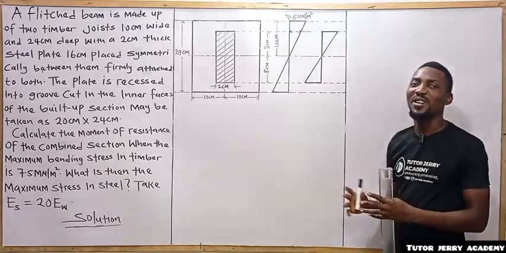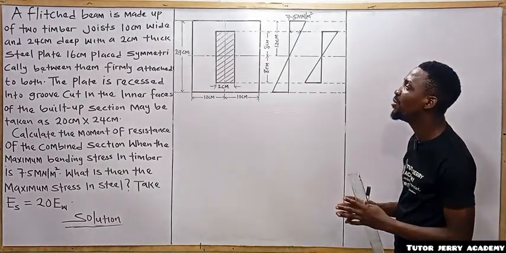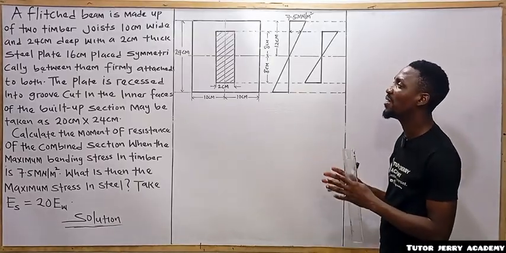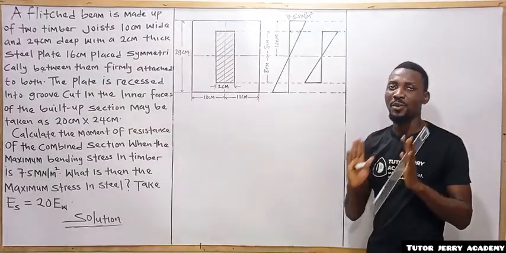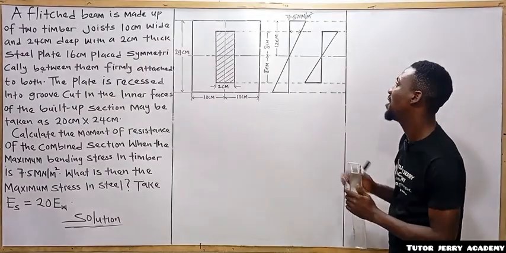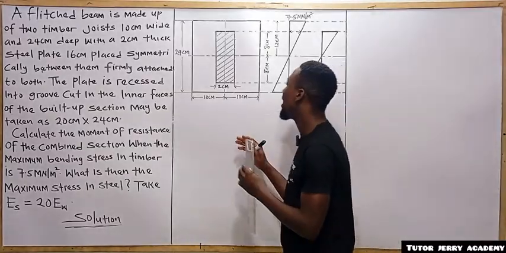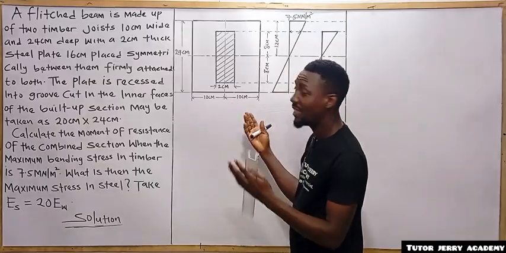All right, let's solve the question above. The question says a flitch beam is made up of two timber joists, 10 centimeter wide and 24 centimeter deep. Hold on, let's explain that part. We have two timber joists, which are 10 centimeter wide, right?